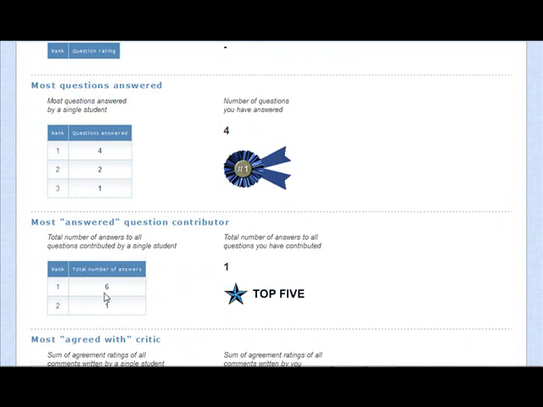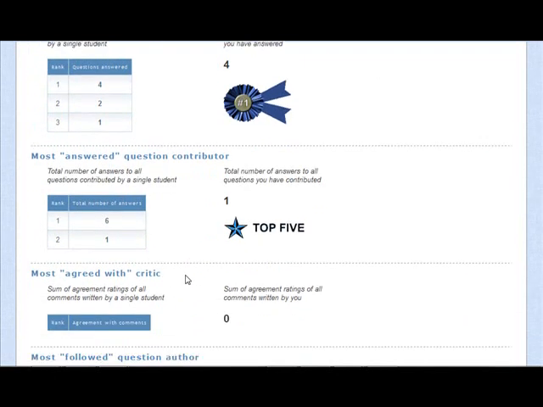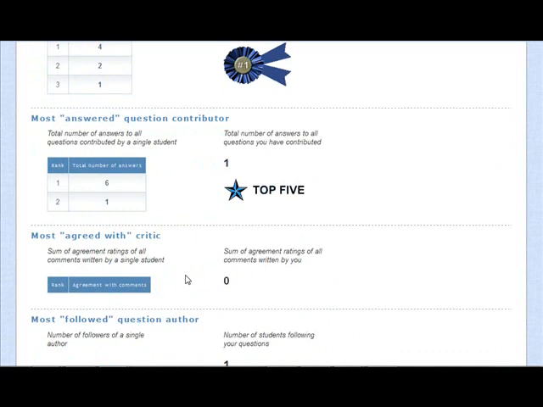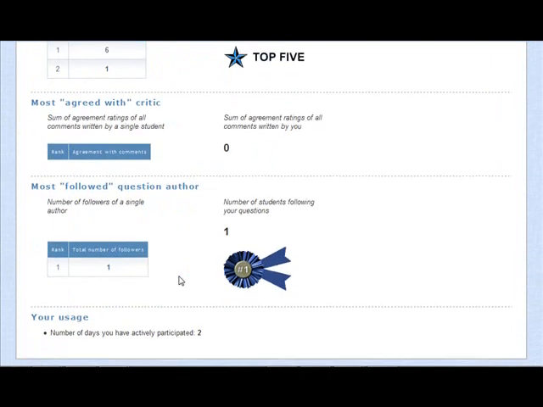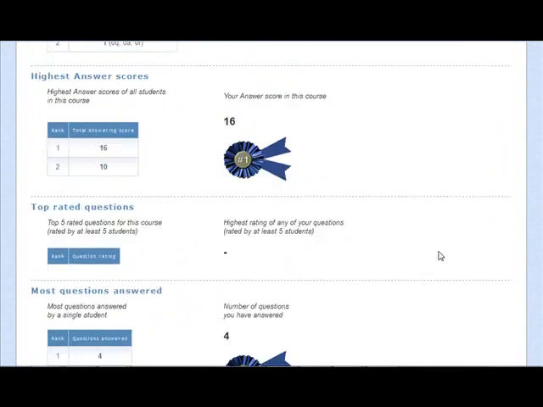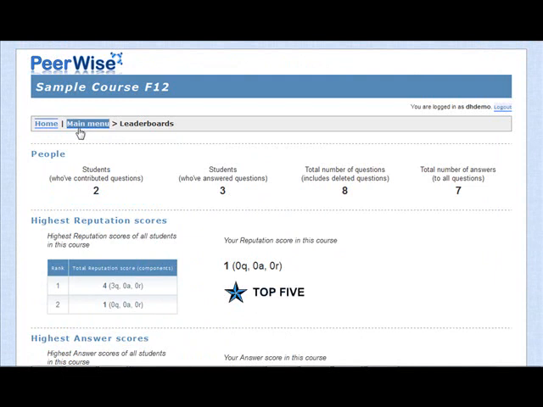So again, someone who has more followers will appear higher on this list. And again, that can be a reflection of value that you bring to the group as well. The most agreed with critic. So some of your comments and replies about comments, how do people value those? Again, who is following most? And lastly, how many days have you actively participated? So what's your usage been? So all kinds of ways to monitor your progress, not only individually, but in relation to the rest of the group as well.